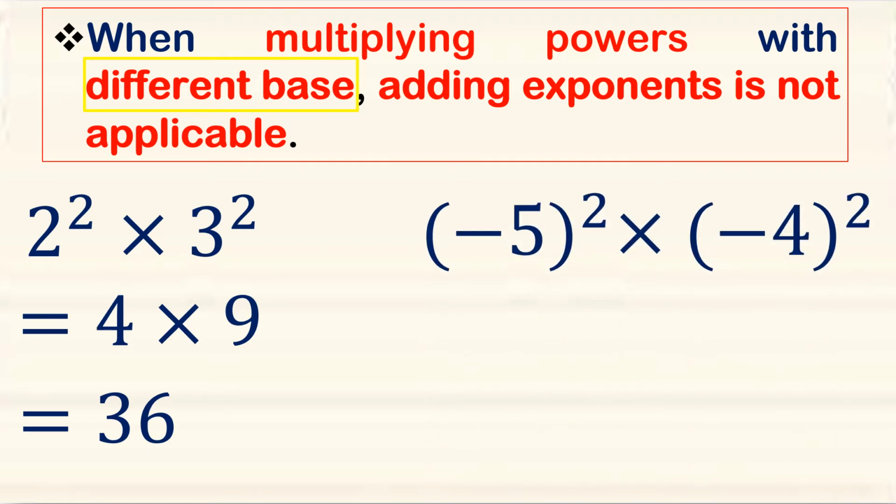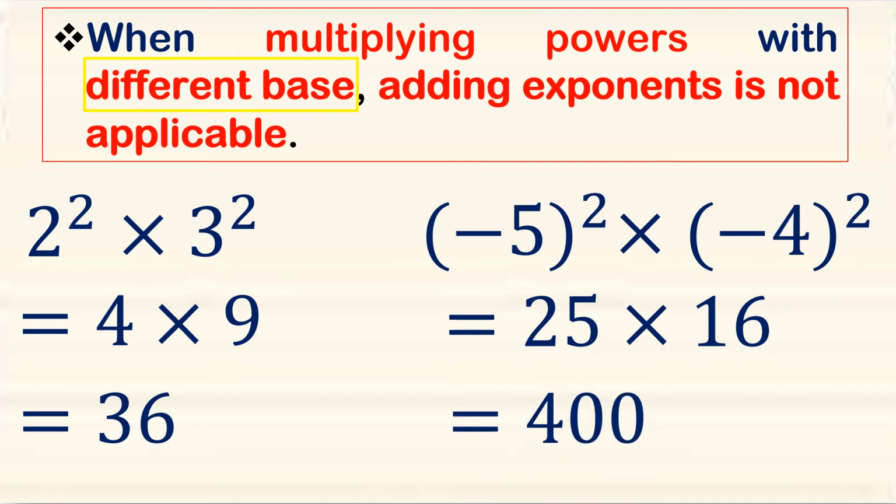Supposing we have this one, negative 5 squared times negative 4 squared. In here, negative 5 times negative 5 is positive 25, and negative 4 times negative 4 is positive 16. So we have 25 times 16, which is equal to 400. That is how we multiply powers with different bases.